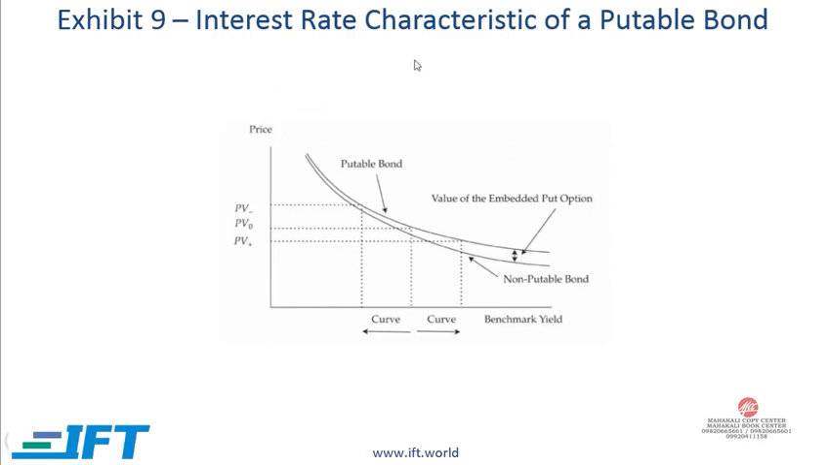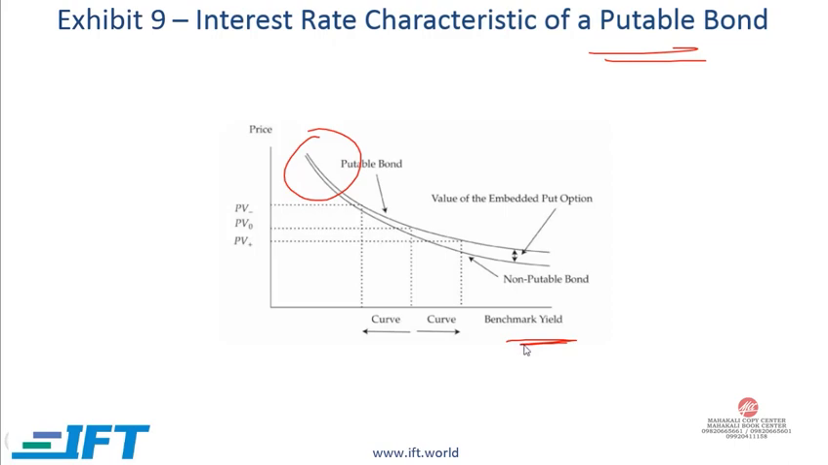Exhibit 9 in the curriculum shows a puttable bond. With a puttable bond at low interest rates, there isn't much difference between a regular bond and a puttable bond. That's this region. And the reason is straightforward. At low interest rates, investors are not likely to put the bond back in the lap of the issuer. So investors are likely to hold on to the bonds and not return them to the issuer. But at high interest rates, that is where the difference comes in.